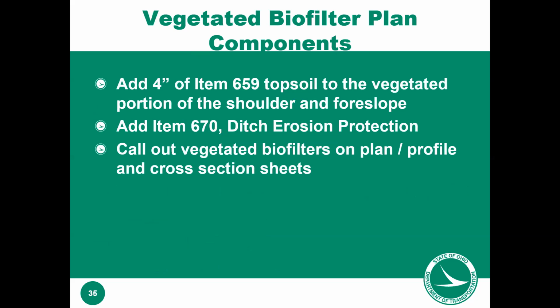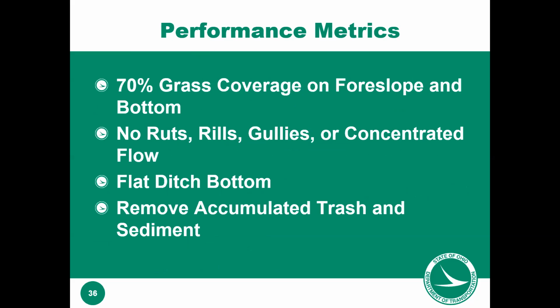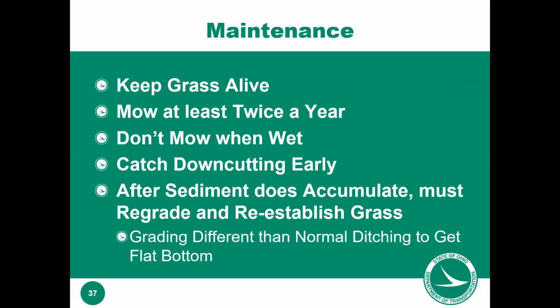We add topsoil and ditch erosion protection to these BMPs, and those are generally shown on the plans. These BMPs are supposed to have good grass coverage, minimum 70%, no erosion or concentrated flow, and a flat bottom ditch. And every now and then you have to get in and remove trash and sediment, which makes sense because these things are BMPs, they're supposed to collect trash and sediment. So every now and then you got to go in and remove them if a lot of trash and sediment is collected.